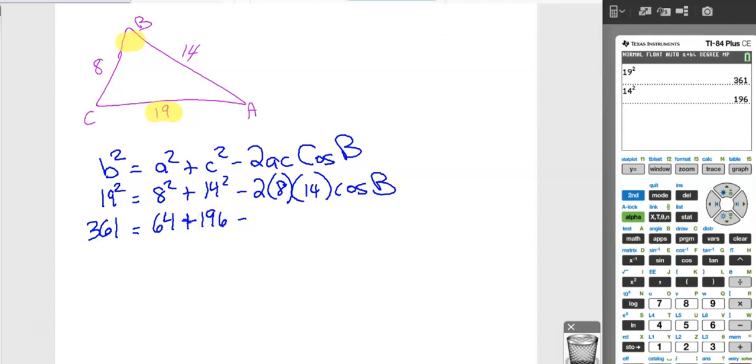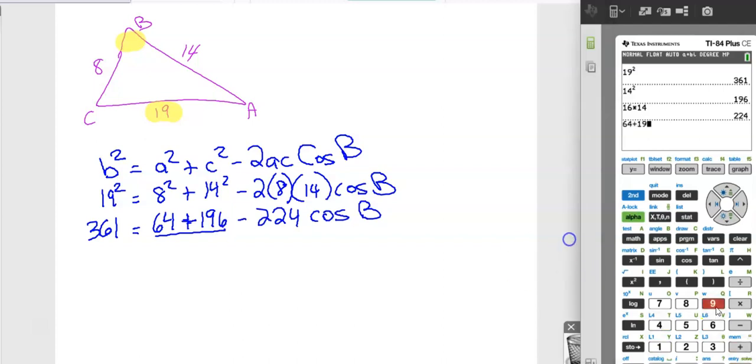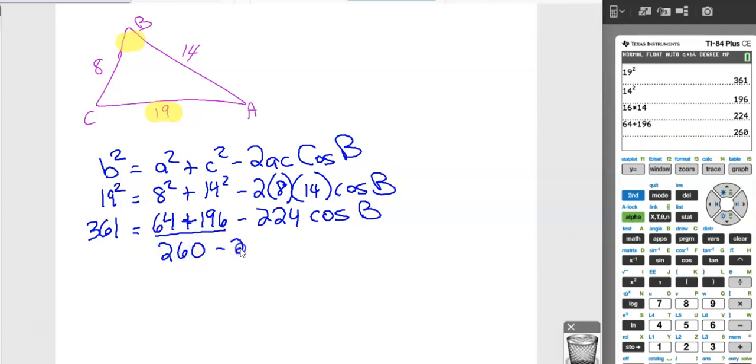I'm going to go ahead and multiply. You don't have to multiply those yet, but I'm going to go ahead and multiply those. That's 224 cosine of B. All right, so what I'm going to do to solve this, again, is combine these two together because they're just numbers. So 64 plus 196 is 260. Subtract 260 from both sides.